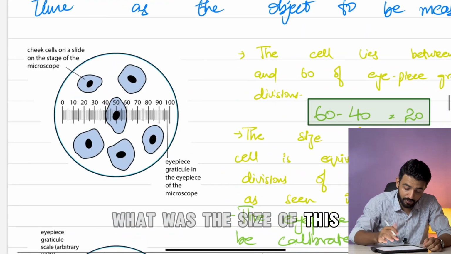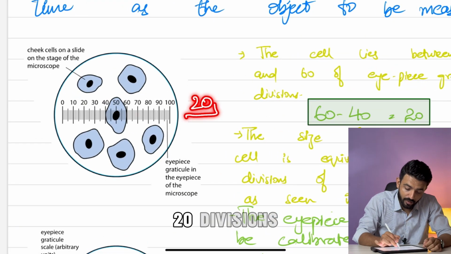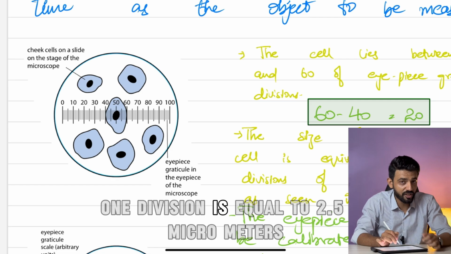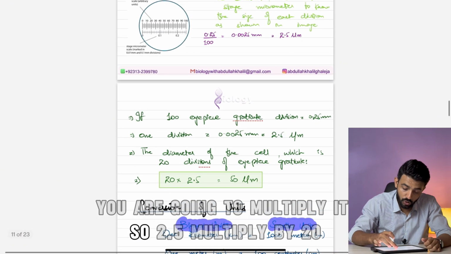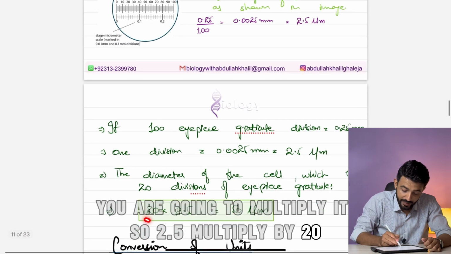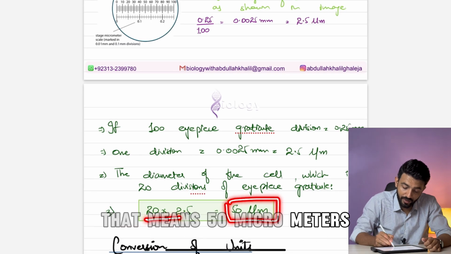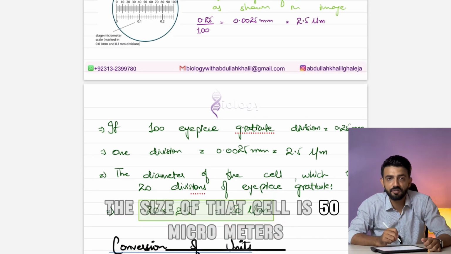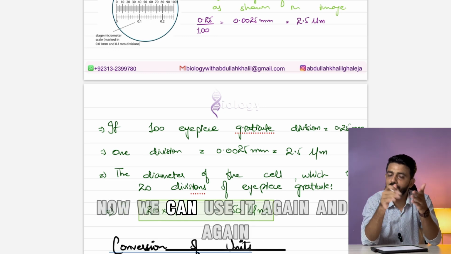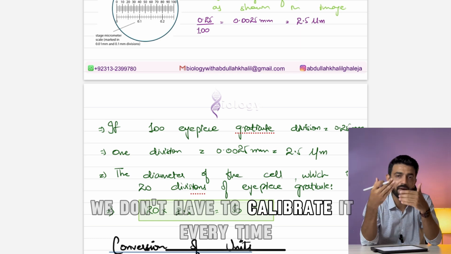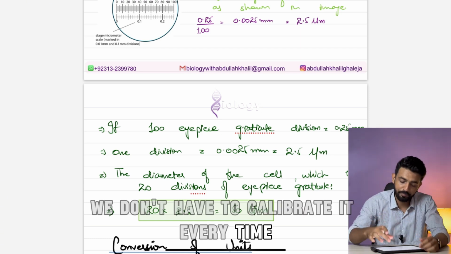What was the size of this? 20 divisions. One division is equal to 2.5 micrometer. We are going to multiply it. So 2.5 multiplied by 20, that means 50 micrometer. The size of that cell is 50 micrometer. Once the eyepiece graticule has been calibrated, now we can use it again and again. We don't have to calibrate it every time.